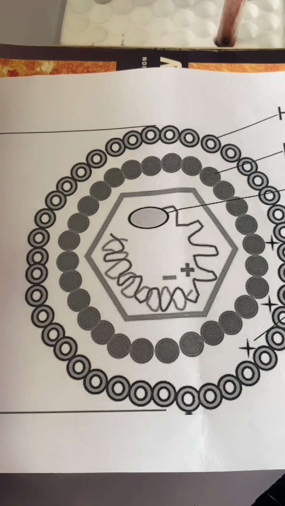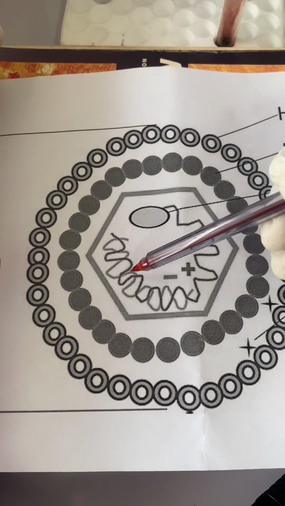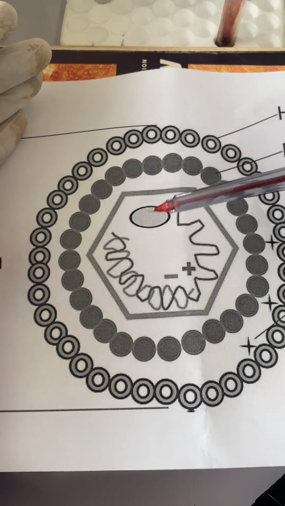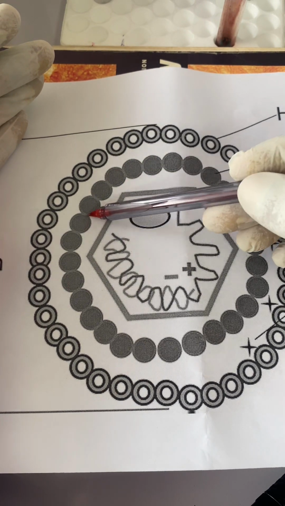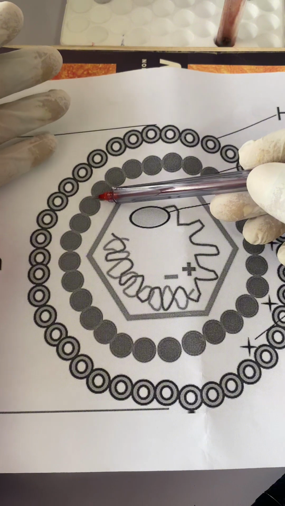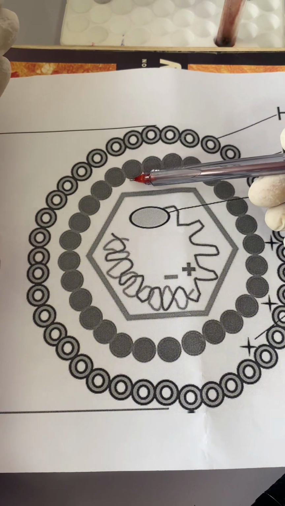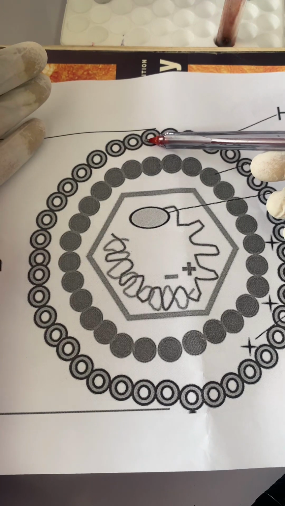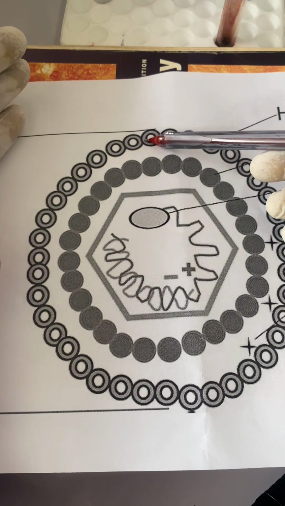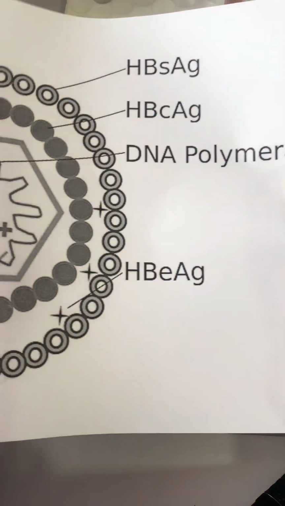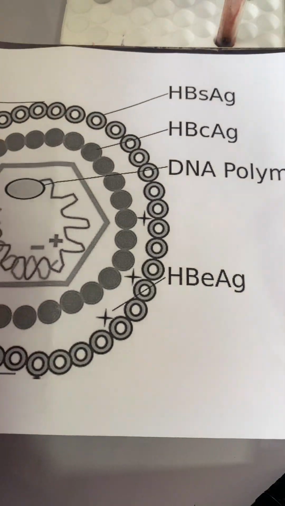So this is the hepatitis B virus. It has a DNA. Good. Then around the DNA, it has these capsid proteins. Then around the capsid protein, it has an envelope, which is a lipid bilayer. So it's an enveloped virus. Good. So let's take notice of these important antigens.